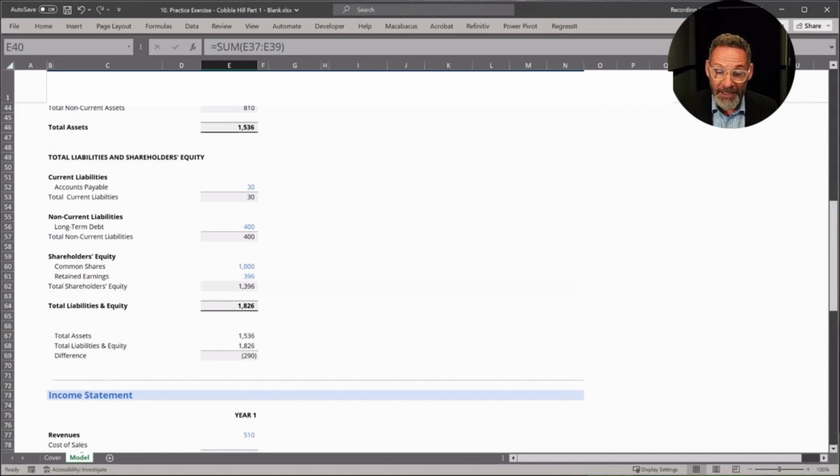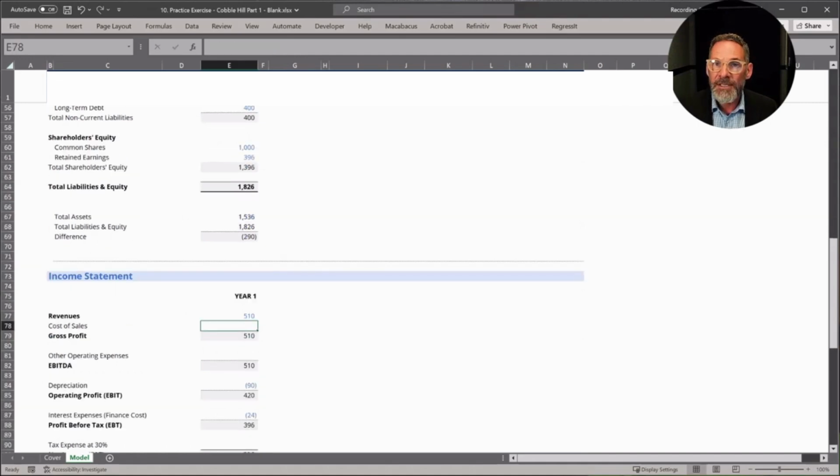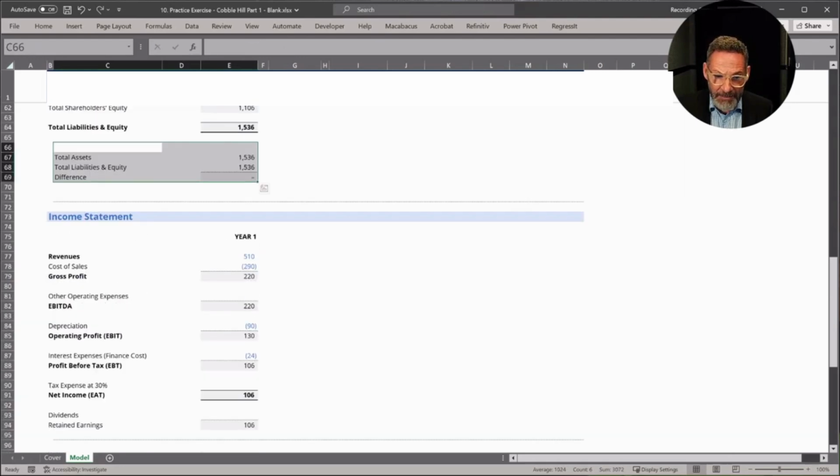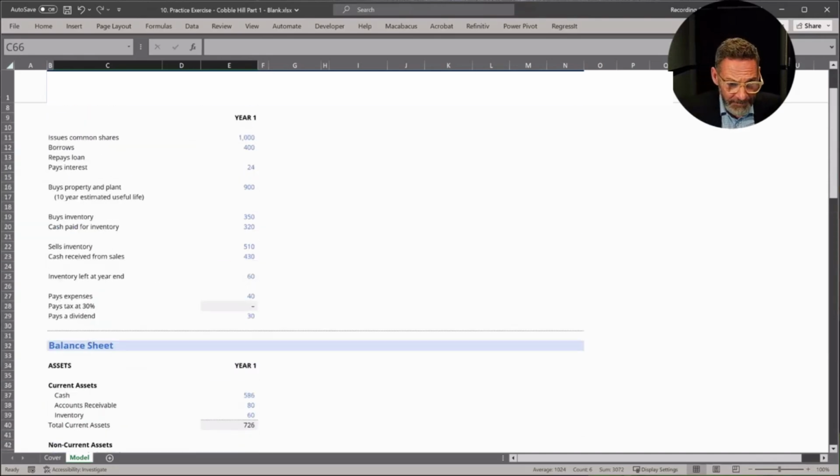It's out by the 290 because we haven't recorded the cost of sales on the income statement. So let me put the 290 in there. And you can see our balance sheet balances. We're starting to get more of a complete income statement, but we're not done yet. There's a couple of other things we need to record. So we pay expenses of 40. We're going to be paying tax at 30%, and we're paying a dividend.